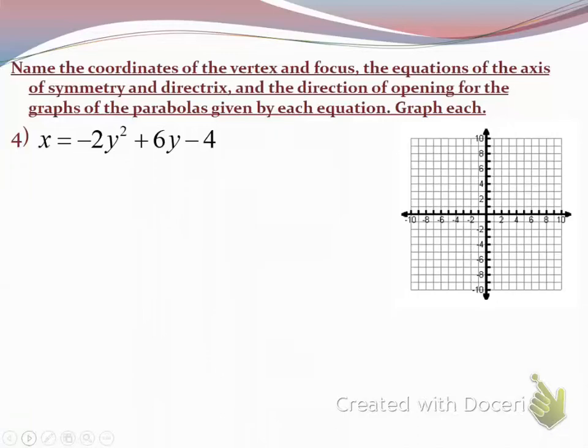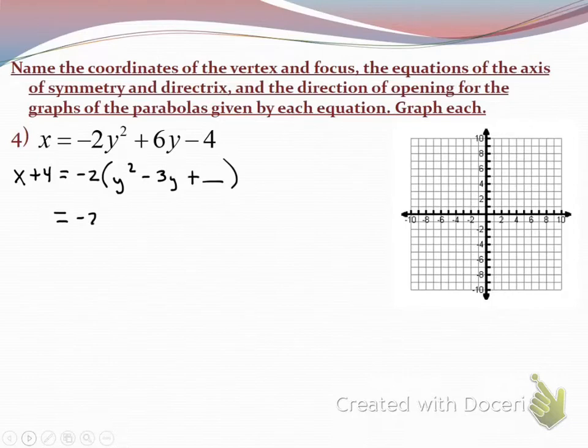Alright, so I'm going to add 4 to both sides, yes? Alright, let's do this together now. So we're going to add 4. At the same time, what are we going to factor out, guys? Negative 2. So that becomes y squared minus 3y. And let's go ahead and put the plus blank.